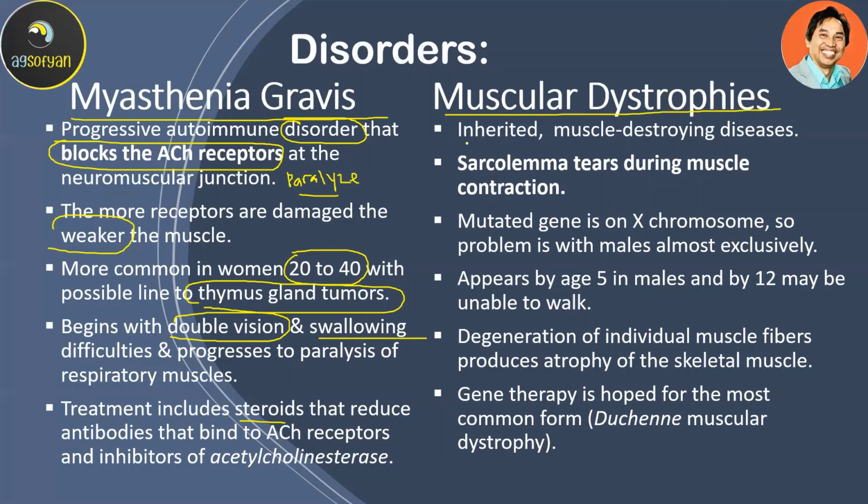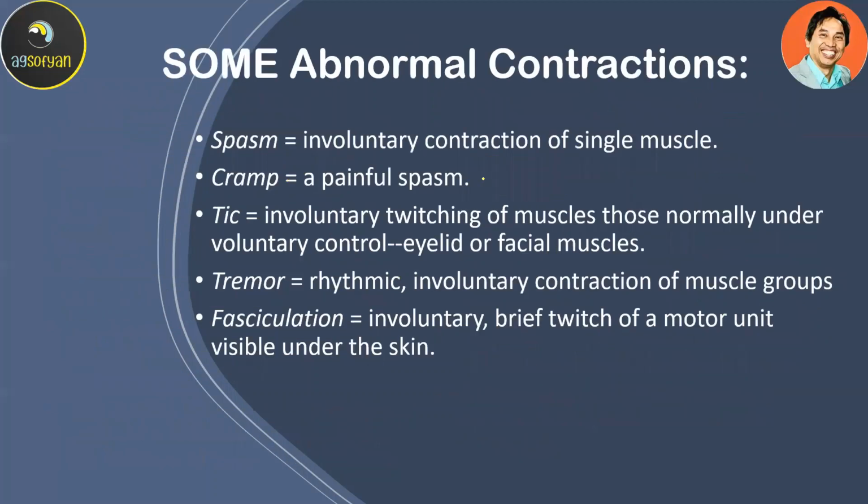Muscular dystrophies are inherited. This is a genetic type of disorder where the muscle is actually destroyed. The sarcolemma tears easily during muscle contraction. This is carried by the X chromosome. Therefore, it mostly appears in males because males only carry one X chromosome. Male is XY. If this X chromosome carries the muscular dystrophy gene, then this male will have that problem. While females have X and X, if one carries the gene, there is still another X that covers this problem. So mostly males will have this muscular dystrophy syndrome.